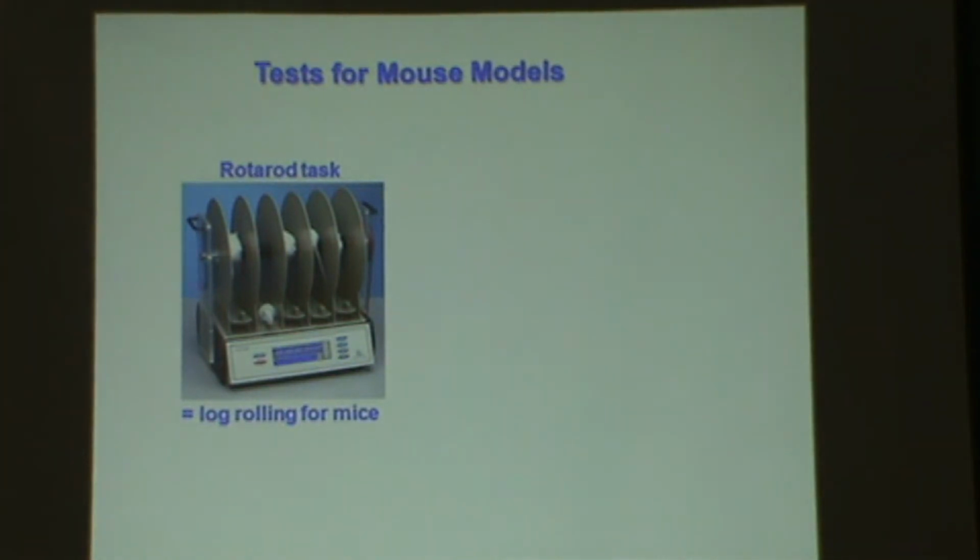Okay, so now I'll move on to mouse models. One of the tests that are done on mouse models is the rotarod task, and that's sort of like log rolling for mice. So as far as I understand, Heather, correct me if I'm wrong, the mice are put on this roller, and then it starts moving faster and faster. Eventually a mouse doesn't have the strength to hang on, and so it falls off, and the time is recorded as to how long it takes to fall off. So it tests muscle strength.